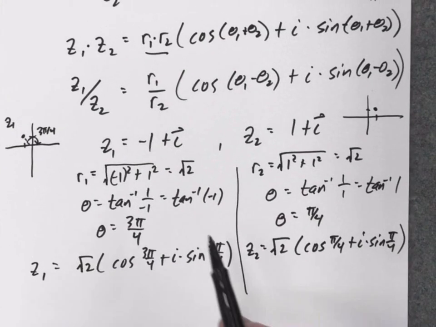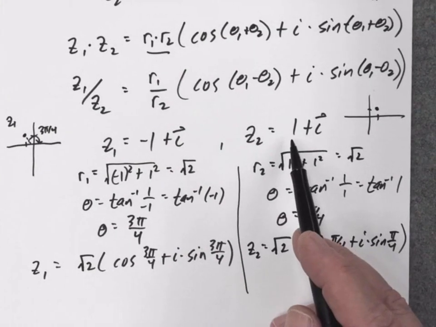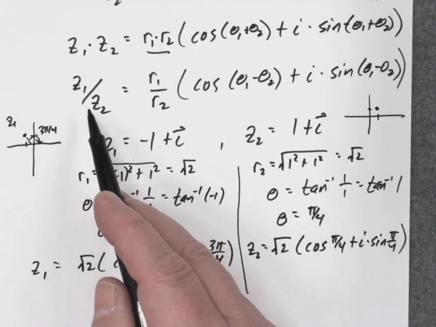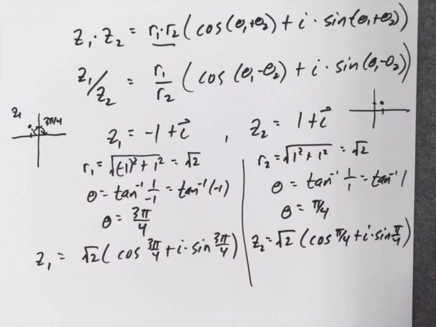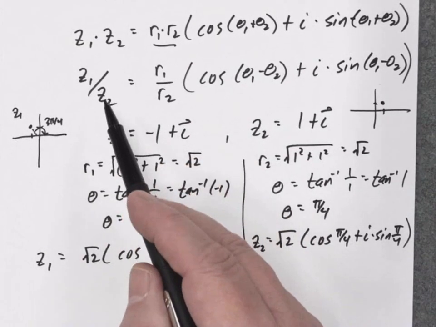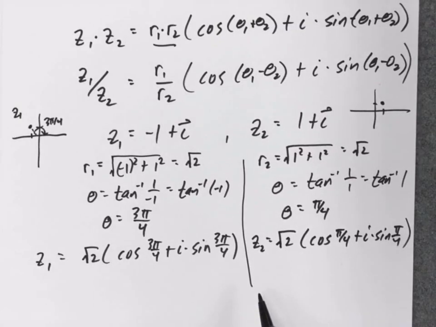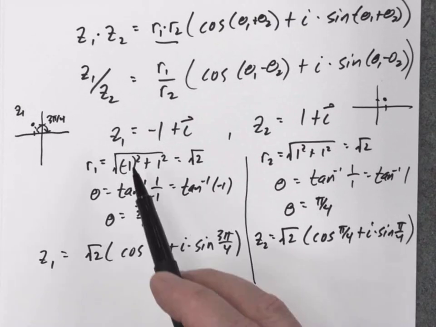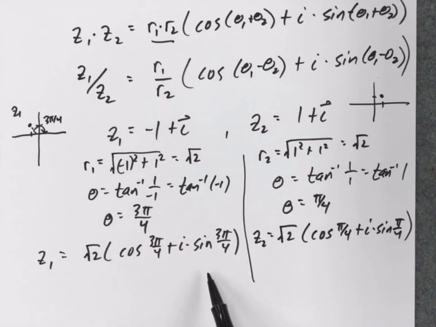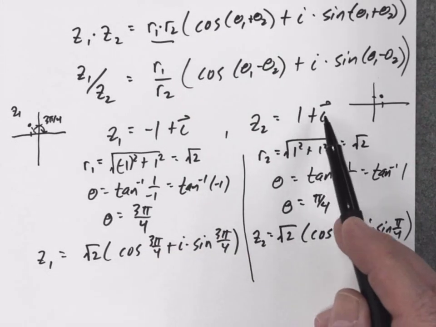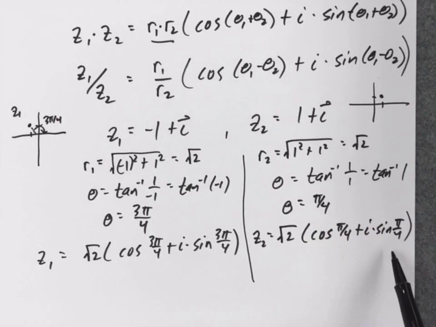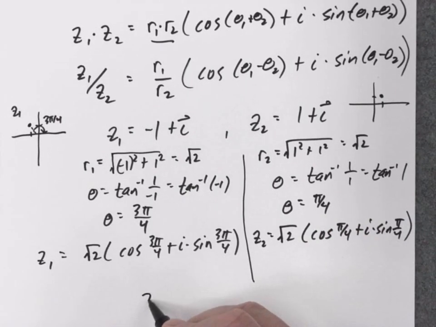So once again, I'm given two complex numbers. I want to multiply the two numbers and then also divide them. But I want to do the multiplication and division with the complex numbers in trigonometric form. So I took my first complex number, rewrote it in trigonometric form, took my second complex number, rewrote it in trigonometric form.